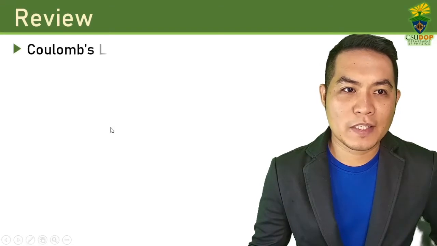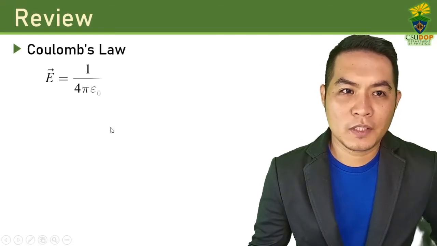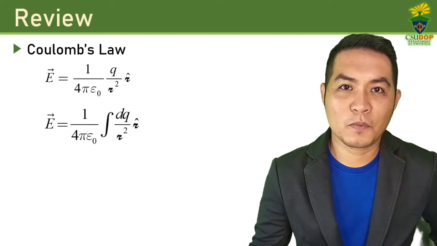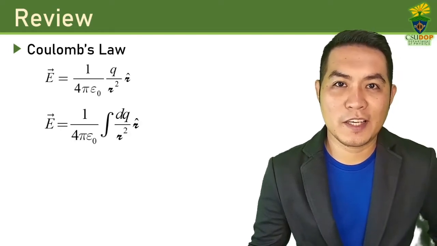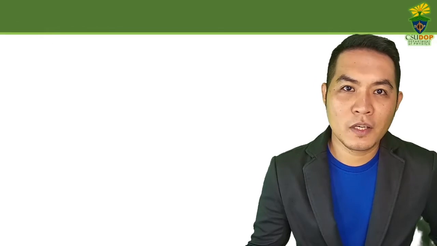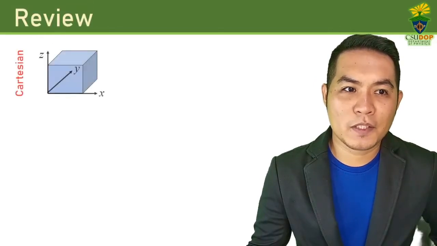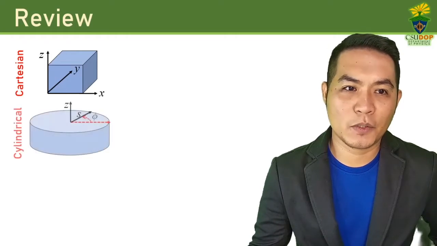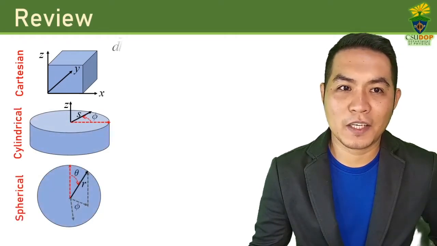Before we proceed with today's lesson, let's review some of the concepts that we need for this lesson. We have discussed Coulomb's law, the general form of Coulomb's law for a point charge, and the integral form of Coulomb's law for a continuous charge distribution. We also have reviewed some of the types of coordinate systems. We have the Cartesian coordinate system, cylindrical and spherical.